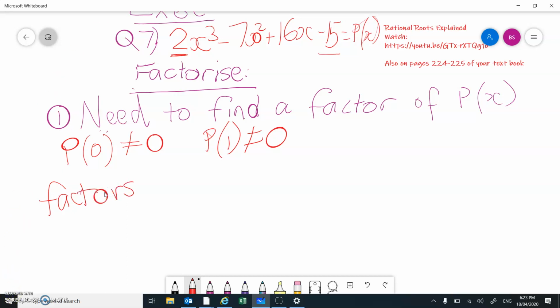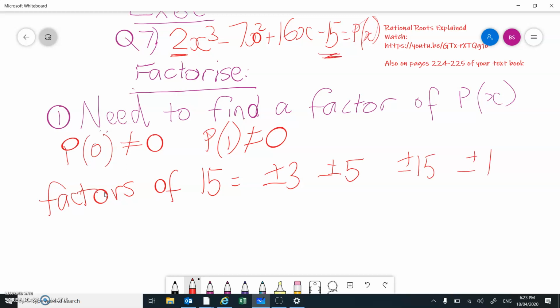Factors of 15. Okay, so what are they? Positive and negative 3. We have positive and negative 5. Another factor of 15, positive and negative 15. And positive and negative 1. So we looked at the constant. I've written them all there.